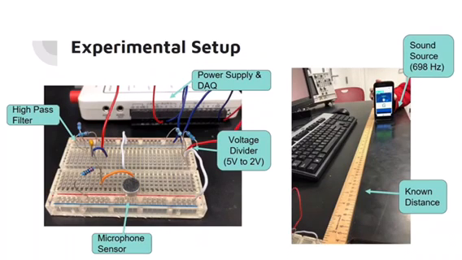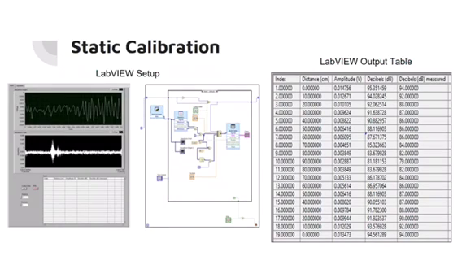Experimental setup. On the left, you see the microphone sensor and how it's connected to the power supply and DAC using circuitry. On the right, you see the sound source, which is an iPhone, and the known distance, which is a long meter stick.